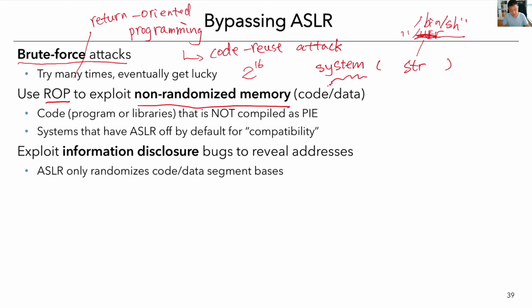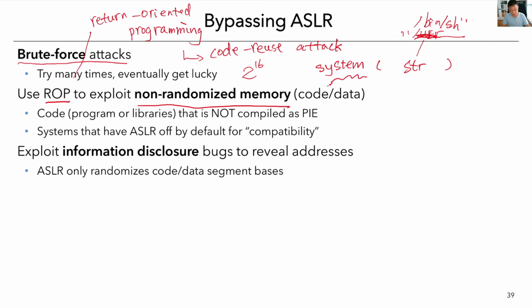You can also exploit an information disclosure bug to reveal the addresses. With information disclosure, basically you are going to leak information, so sometimes this is called an information leak. If you have an information leak vulnerability, it can be exploited to leak the runtime information of your program artifacts.